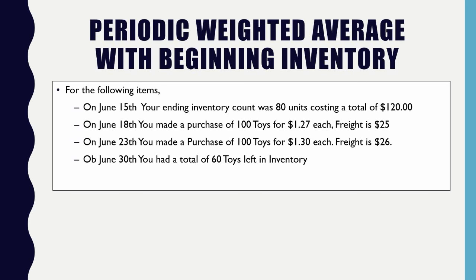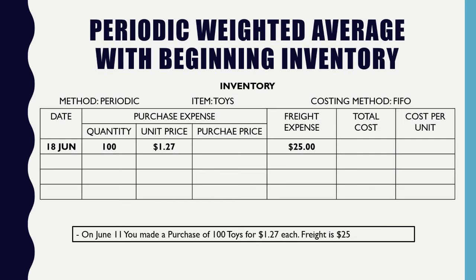Okay, and then on June 18th, you made another purchase of 100 items, and then June 25th, you made another purchase of 100 items. At the end of June, you should have a total of 60 units on hand, or toys. So in this case, we know what our ending inventory is. As we've practiced from the last few classes, we understand that our beginning inventory is separate from our actual purchases. So this table here is for purchases only. This is exactly why, when we talk about doing the average cost, you're not going to be able to solve it here if you have beginning inventory, because you're only averaging out the cost for your purchases only.